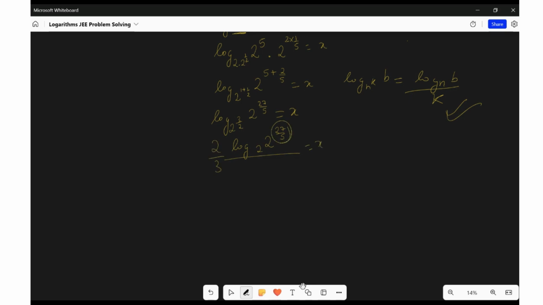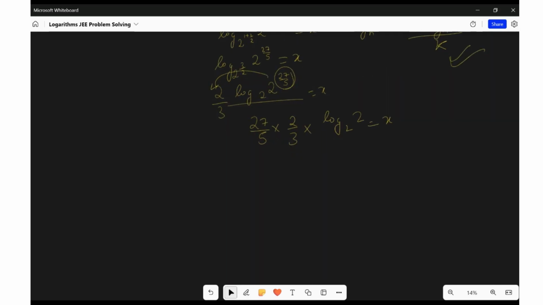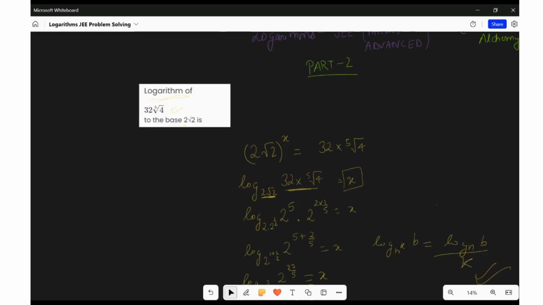Now we can take this term and bring it here, right? So 27 by 5 into 2 by 3 into log 2 base 2 is x. So 3 times 9 is 27, so 18 by 5, and this is just 1. So 18 by 5 is x, or we can write x as 3.6. That's how we found the value of x in this question. So the solution is 3.6. Now let's look at the next problem.